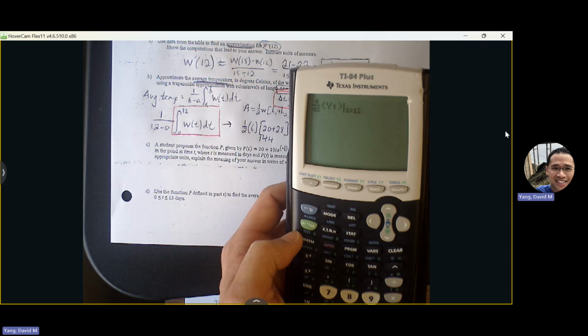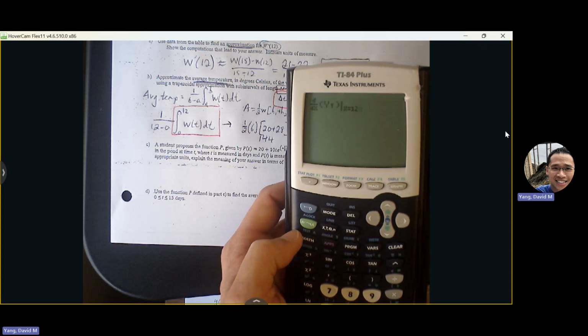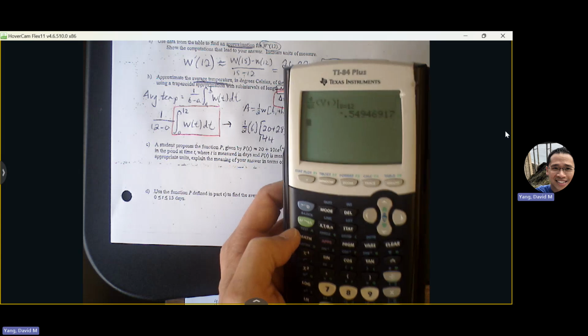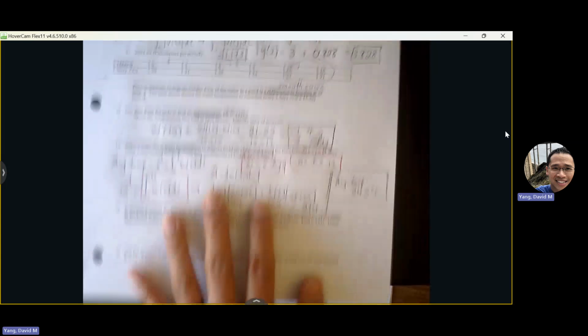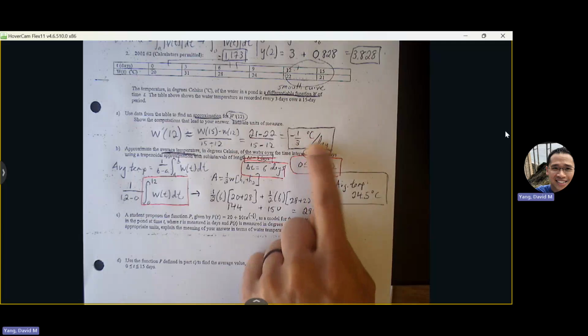So the calculator is going to do a couple of things for us. It's going to find the derivative, and it's going to plug 12 in for us, and it's going to tell us the rate of change. So that negative 0.549 should be related to this, right? This is not as accurate.